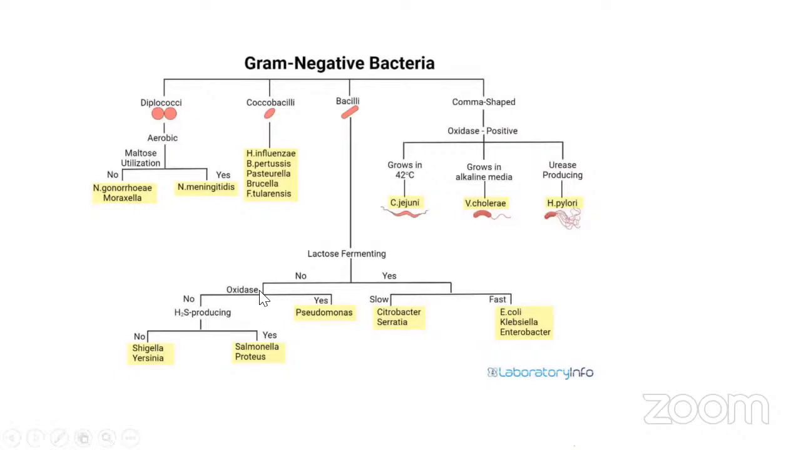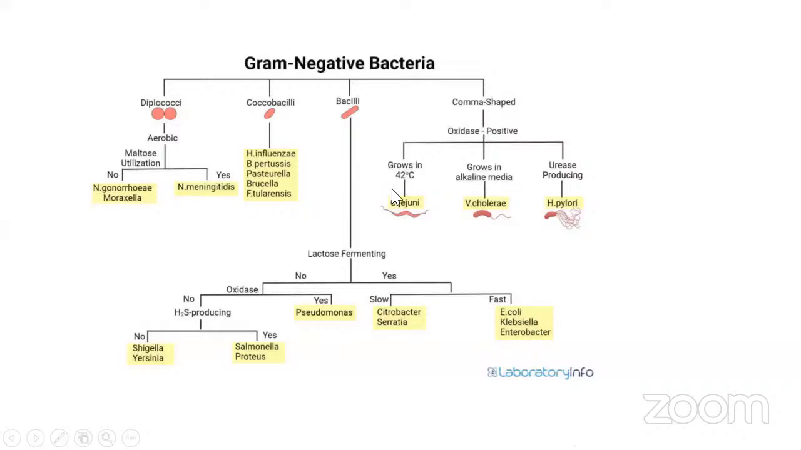If you look at the bacilli, they can still be broken down into those that are oxidase negative and those that are oxidase positive, which will be the Pseudomonas. Then those that do not have the oxidase enzyme can be differentiated by the production of hydrogen sulfide into Shigella when they don't, and Salmonella if they do. And then you see the Citrobacter and Serratia, as well as the E. coli on the lactose fermenting side of the arm.